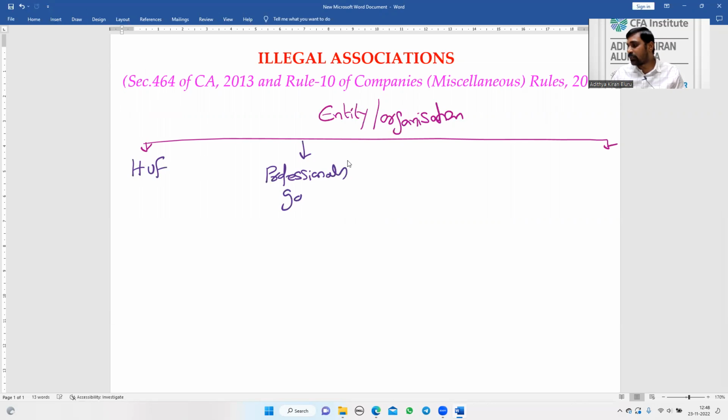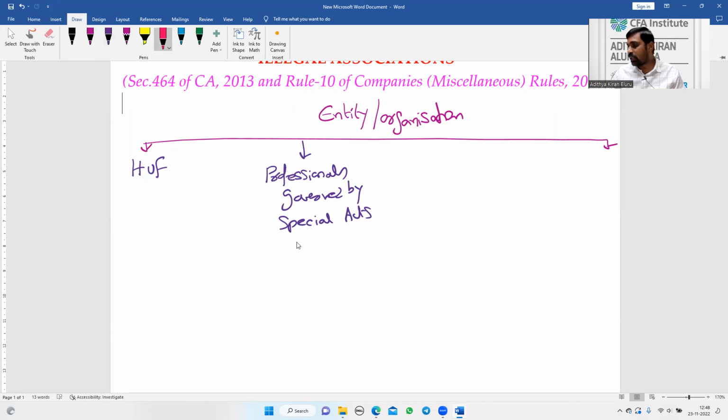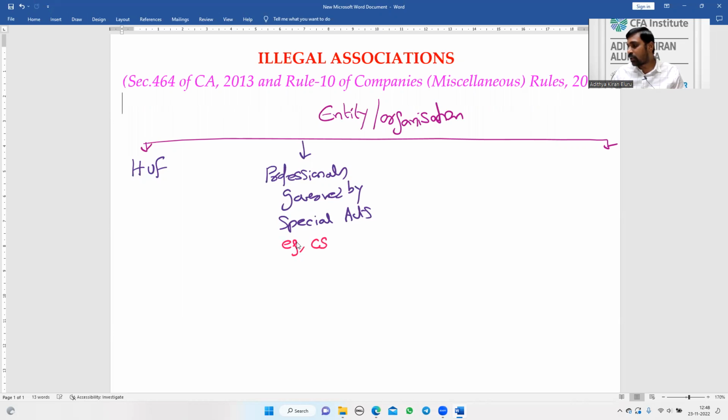Professionals governed by special acts. For example, chartered accountants, cost accountants, company secretaries, etc.